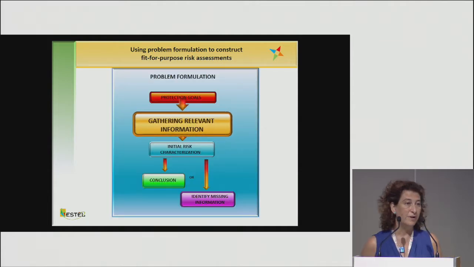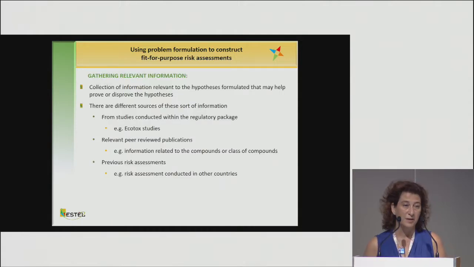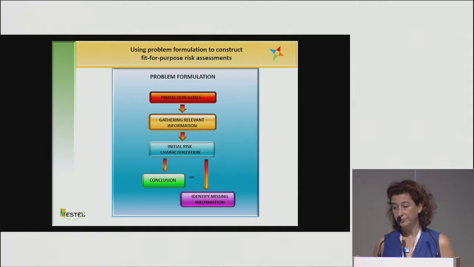So in terms of gathering relevant information, this is fairly obvious for any risk assessor, but the thing to remember is that we are not just collecting any information, but information that is going to help us choose what is relevant to the test hypothesis that we have chosen and the assessment endpoints that we are going to address. And this can come from studies done during the regulatory packages, or peer-reviewed publications, or from previous risk assessments maybe done in other geographies. So any relevant information that can help us, we can add to this.